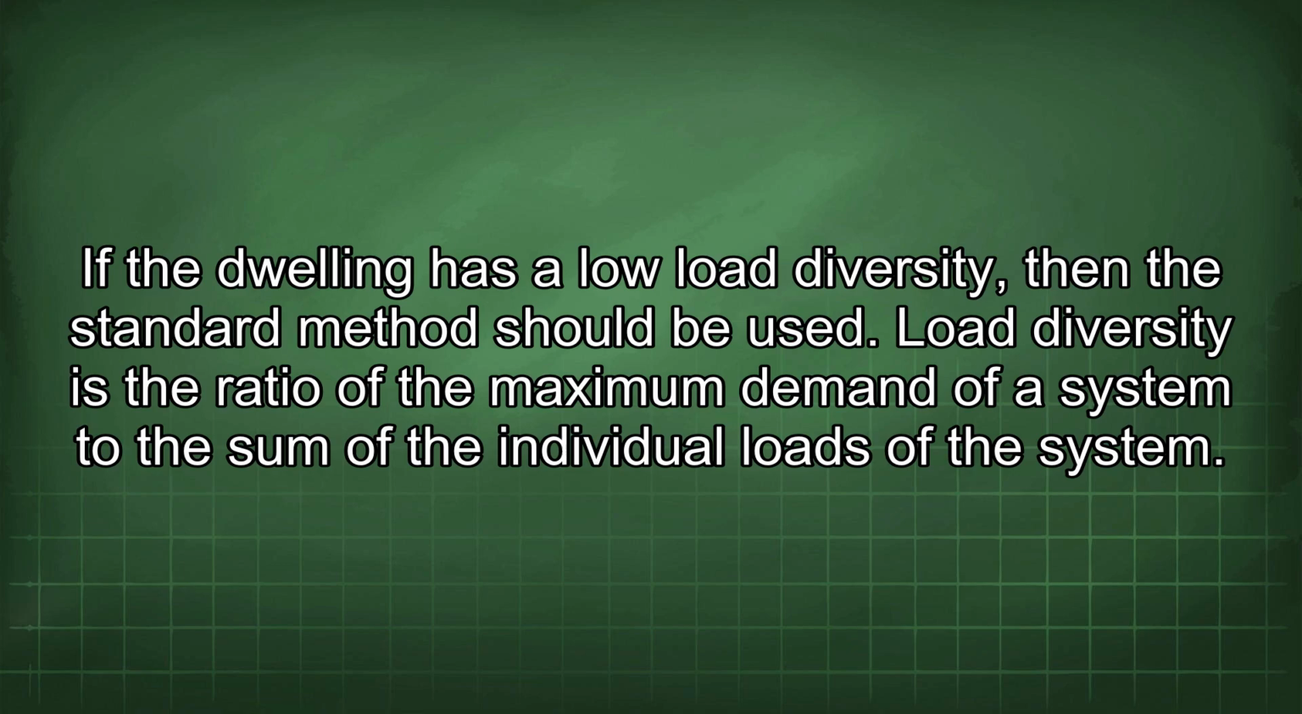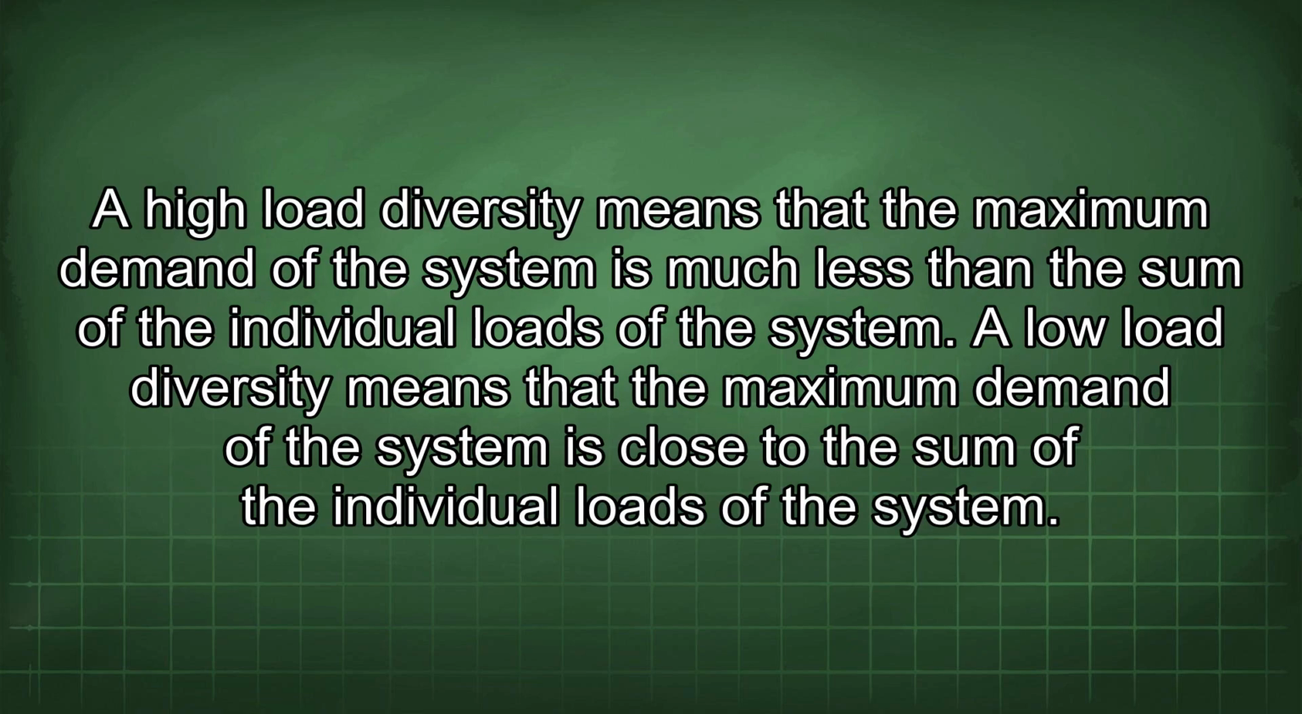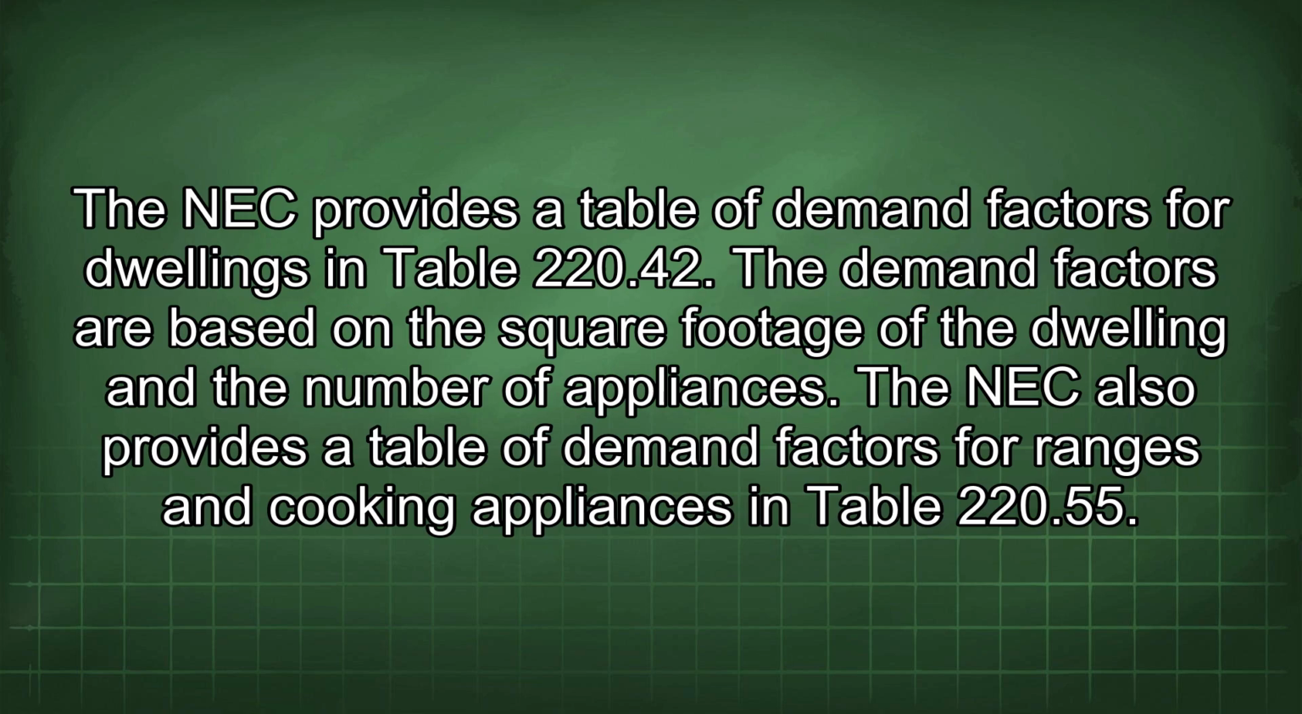Load diversity is the ratio of the maximum demand of a system to the sum of the individual loads of the system. A high load diversity means that the maximum demand of the system is much less than the sum of the individual loads of the system. A low load diversity means that the maximum demand of the system is close to the sum of the individual loads of the system. The NEC provides a table of demand factors for dwellings in Table 220.42.